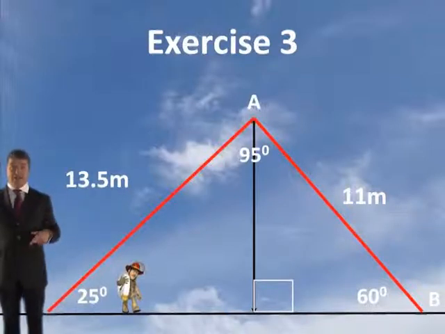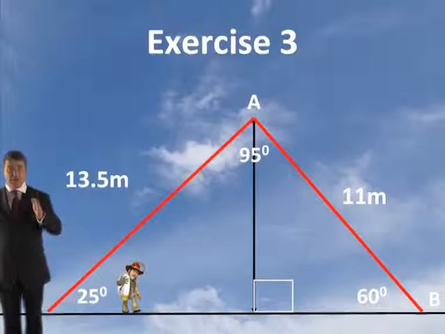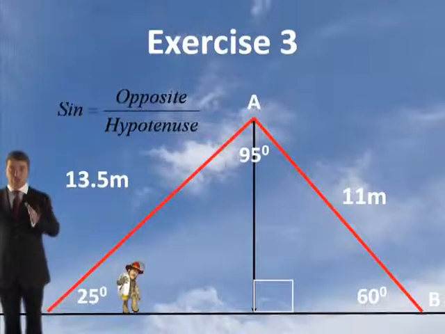Step 4 is SOHCAHTOA. Do we know an angle and do we know a length? Yes we do. Now, as you can see, we know the hypotenuse. We're trying to determine the length opposite. So, what function has got opposite and hypotenuse? Well, it's a sine function, SOHCAHTOA. So the sine of the angle equals the opposite divided by the hypotenuse.